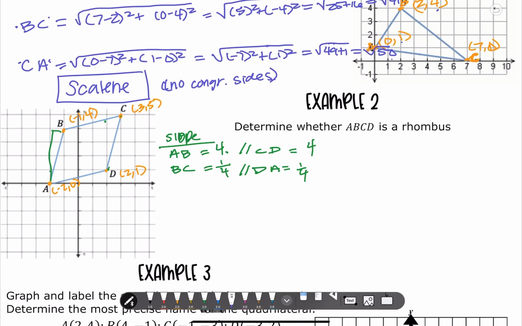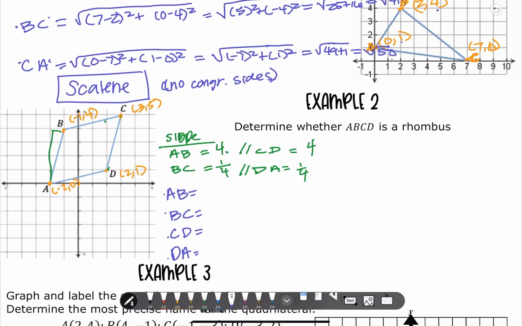Next, we have to check if all 4 sides are congruent. Right? So I'm going to go ahead and do it, and that we get AB, BC, and CD. Typically, when you're working with these types of shapes, if you already determined that it's a parallelogram, then you might not have to check all 4. I'm going to show you and show all 4 done, but just in case.